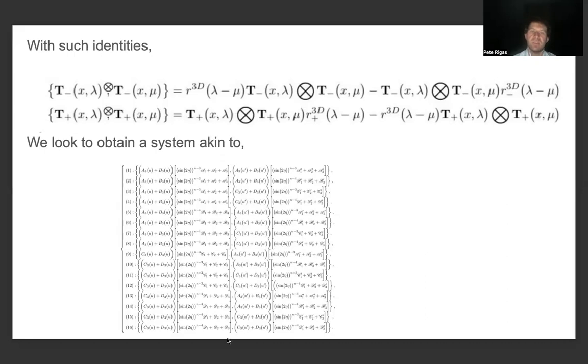With such identities like what we obtained before, we look to obtain a system akin to this system. Because this is on YouTube, the viewer can pause this part of the presentation to look more at this system of relations, because it's just the types of 16 relations that we obtained in the two-dimensional case, which we were able to reparameterize from obtaining some type of recursive system for the product of L operators, which allowed us to approximate and study asymptotic properties of the two-dimensional transfer matrix.